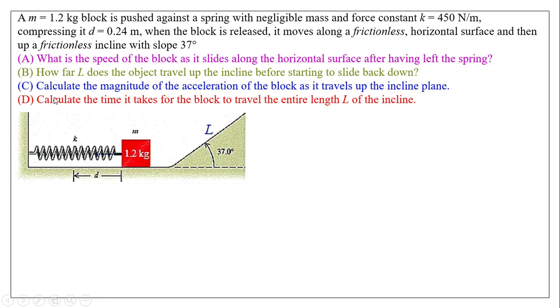A, B, C, and D. Part A wants us to find what is the speed of the block as it slides along the horizontal surface after having left the spring. So essentially, once the spring fully uncompresses, it's going to shoot this box out at a certain speed. What is that speed? Alright, so let's go ahead and do it.